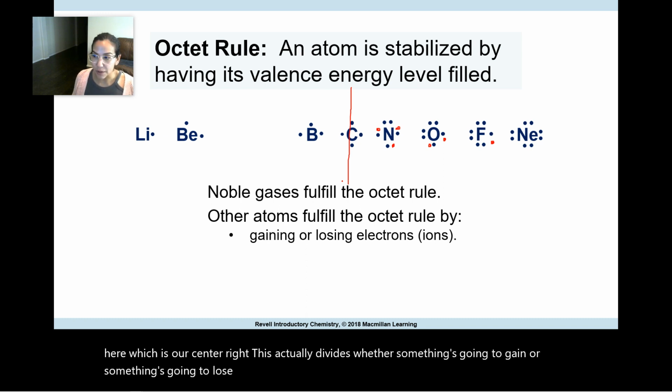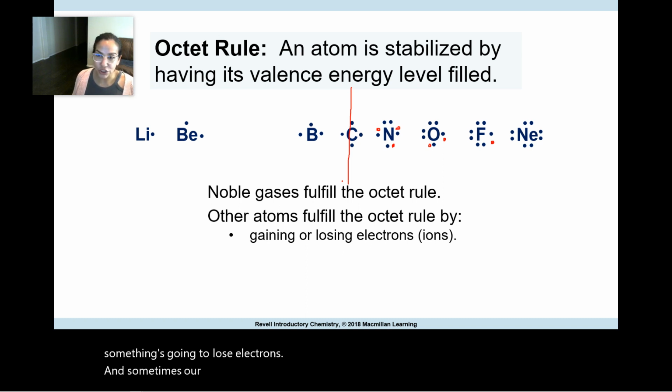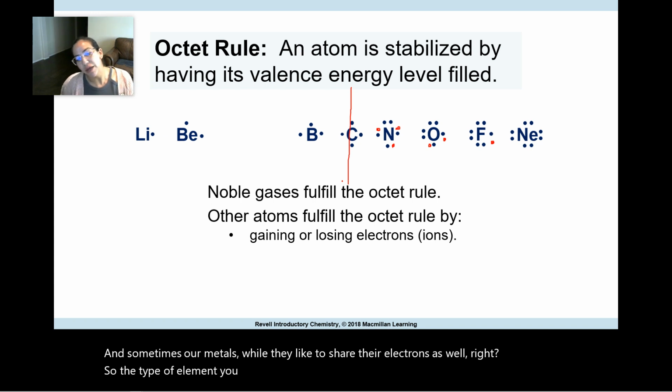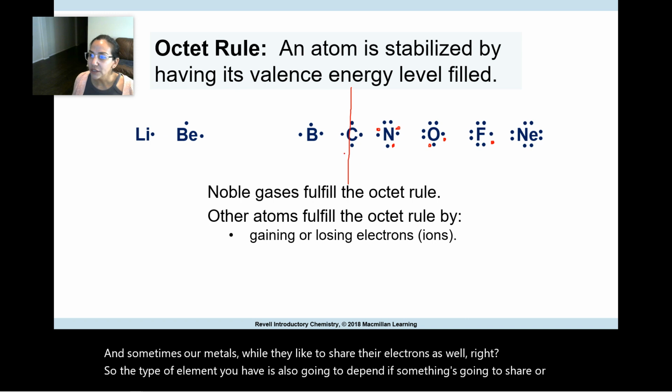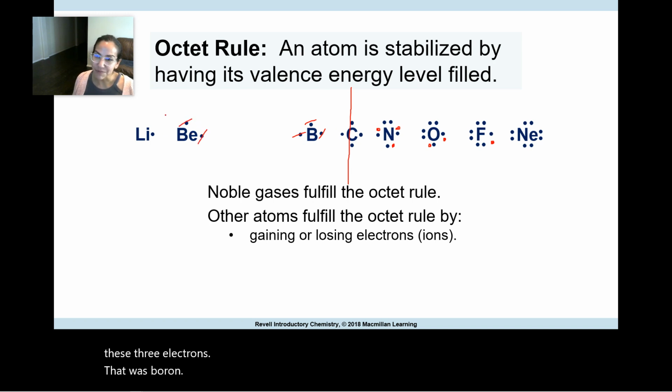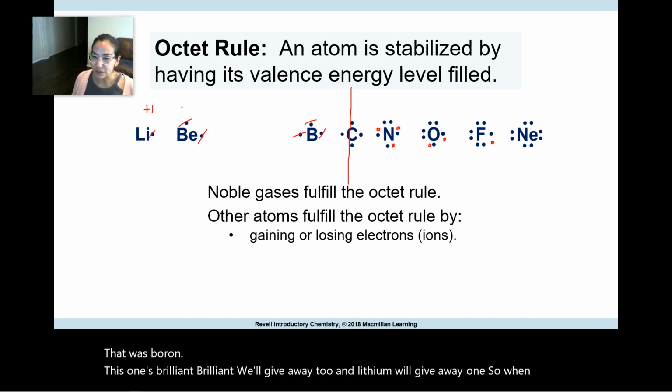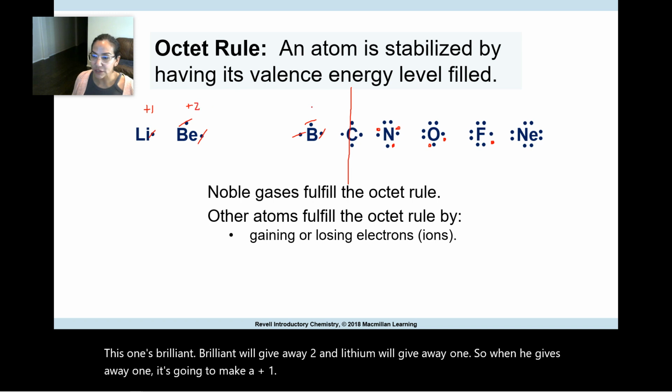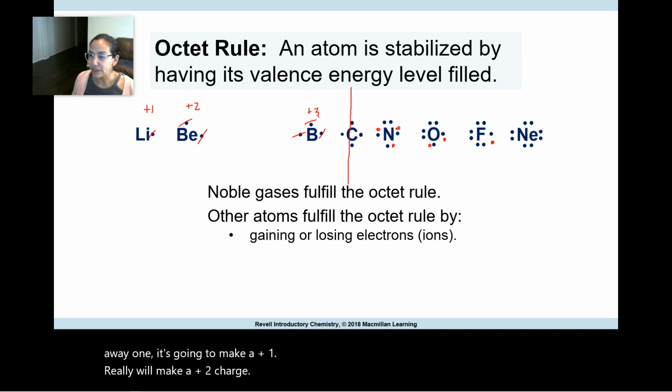And sometimes our metals, well, they like to share their electrons as well, right? So the type of element you have is also going to depend on whether something is going to share or take electrons. For example, beryllium is going to give away its electrons. That was boron. This one's beryllium. Beryllium will give away 2 and lithium will give away 1. So when it gives away 1, it's going to make a +1. Beryllium will make a +2 charge. Boron will make a +3.